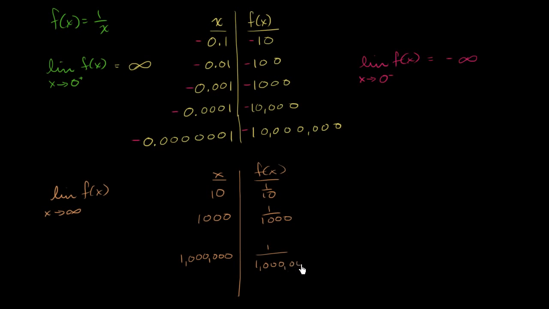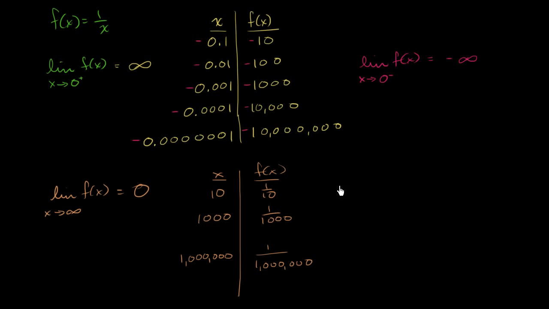So you see, as x gets larger and larger and larger in the positive direction, this f of x now gets closer and closer and closer to 0. So we can say the limit of f of x as x approaches infinity is equal to 0.